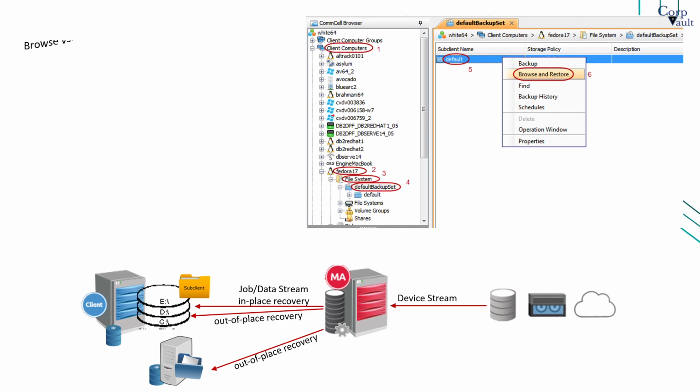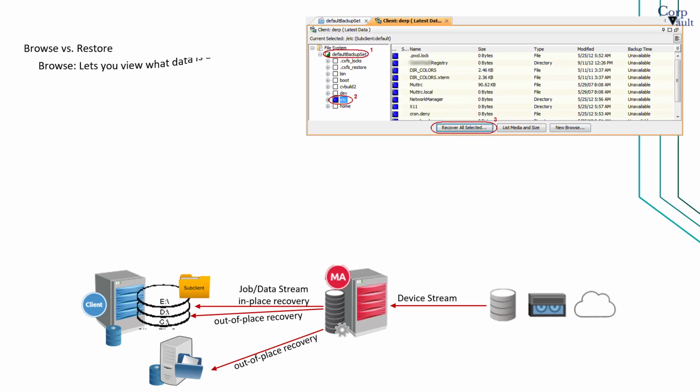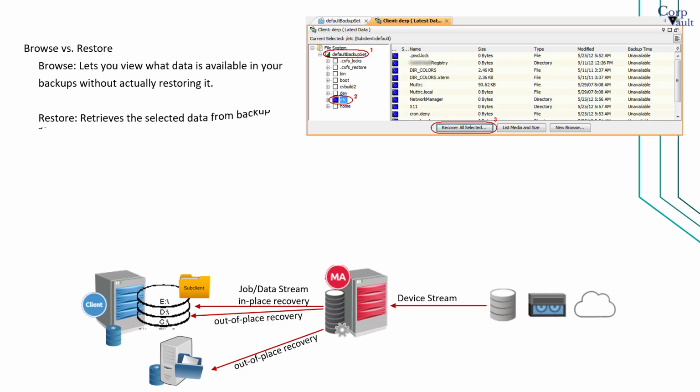What's the difference between browse and restore? Browse lets you view what data is available in your backups, without actually restoring it. This helps you select exactly what you want to recover. Whereas, restore retrieves the selected data from backup storage, and places it in the desired location.